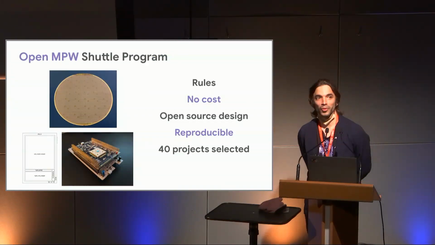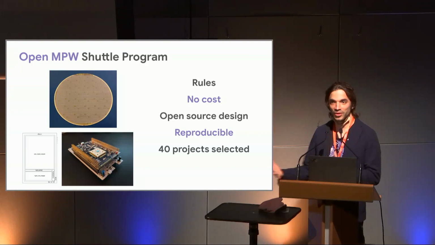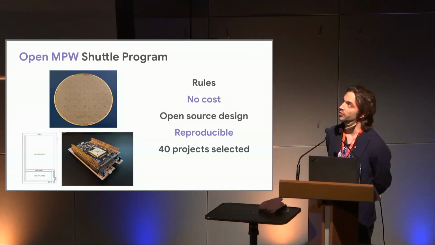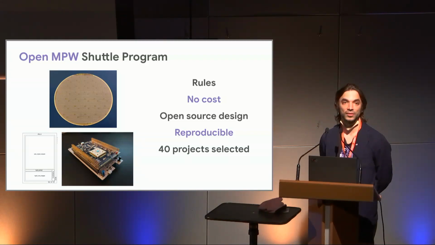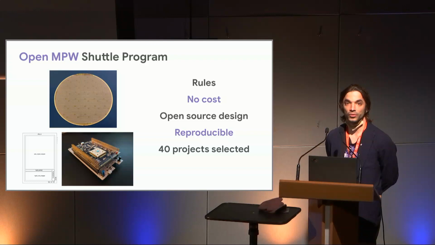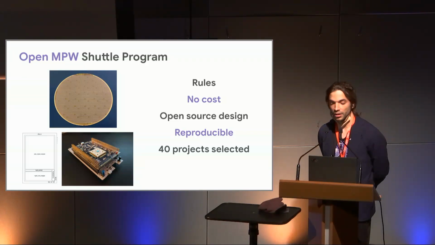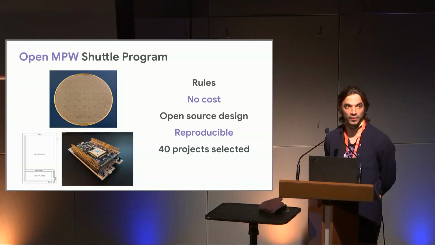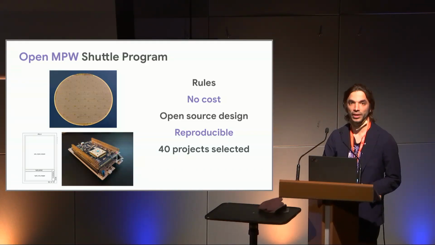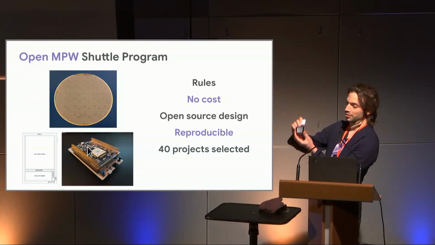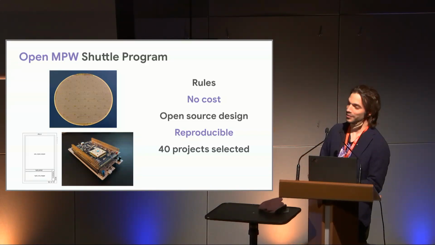But there's still a problem for manufacturing. Like I said before, it still costs a lot of money to manufacture. So for two years, we've been running this open MPW shuttle program. The rules are very simple: as long as your design is open source, and as long as your design is reproducible with the open source tools, Google will pay for the manufacturing. We will select 40 projects out of all the projects submitted for each run, and we'll manufacture them at no cost. At the end of the run, you get a little board like this to test your project with a dev board underneath, and you get a collection of chips like this that you can solder yourself if you want.